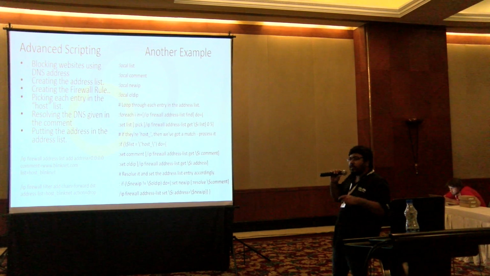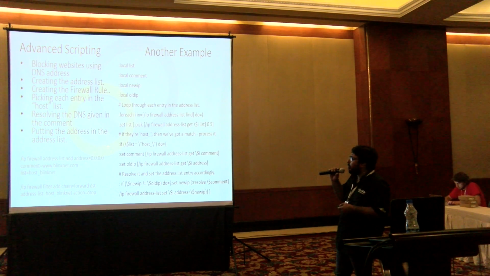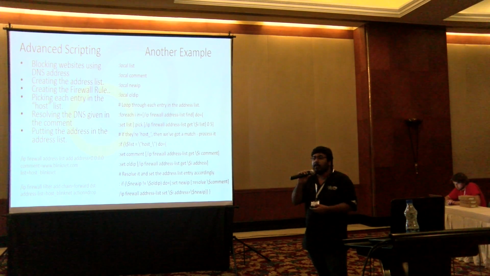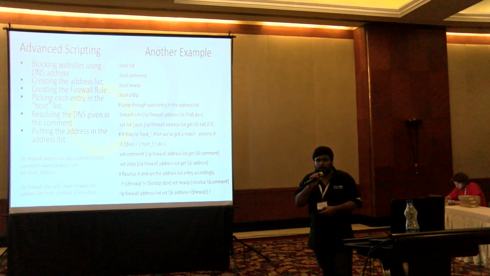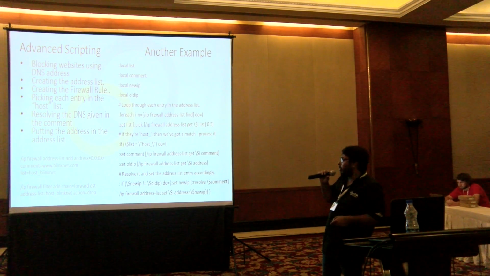We are keeping the address as 0.0.0.0. Okay? And we are giving a comment on what the host name we are looking for. Say www.blinknet.com. And we are naming the list as host_blinknet. Then we are creating a filter rule.